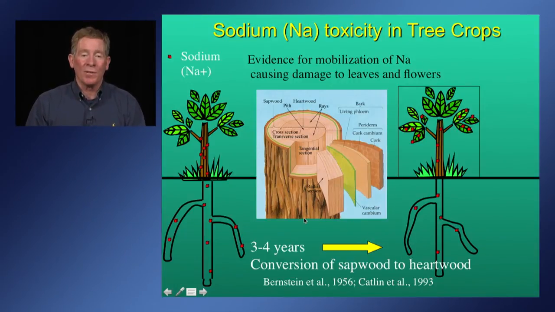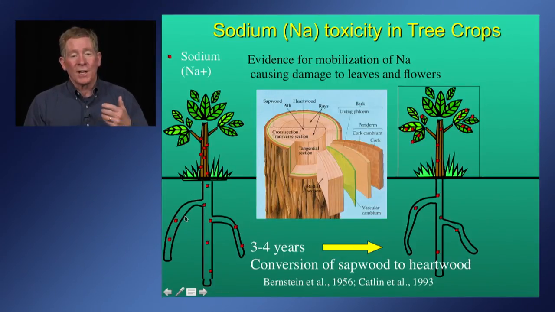For example, here's an example of a mechanism of sodium toxicity. This is done by some research way back in 1956 by Leon Bernstein, and also here at Davis by Catlin. What this is showing is that certain cultivars can accumulate sodium in the roots and in the trunks. But then as this sapwood later gets converted to hardwood, maybe after 3 to 4 years, a lot of that sodium can then be released and brought up into the tissue and cause injury. A lot of research hasn't really been done on this to understand exactly what causes this type of injury, but this release of sodium has been observed in the literature as a way of causing injury in the tree.